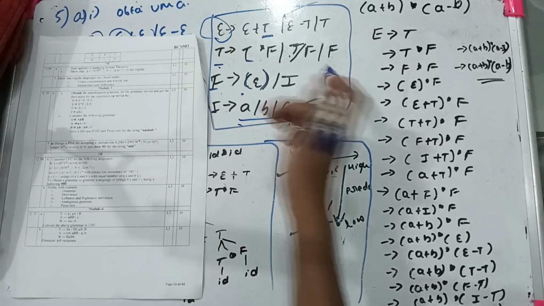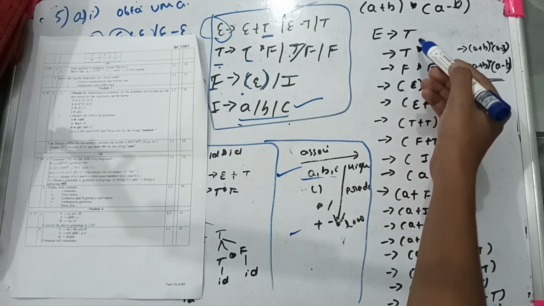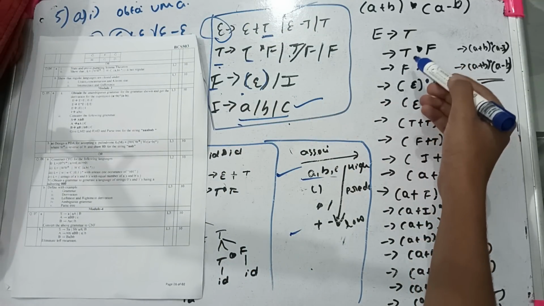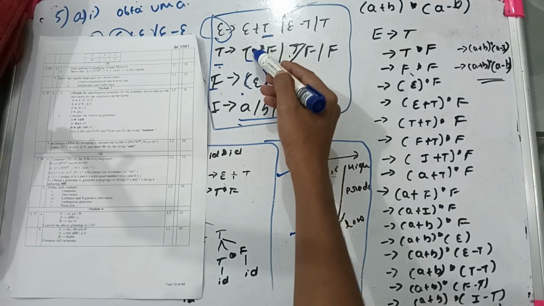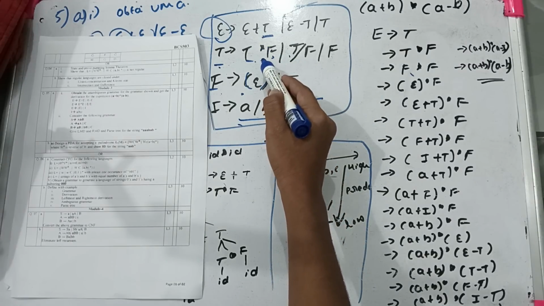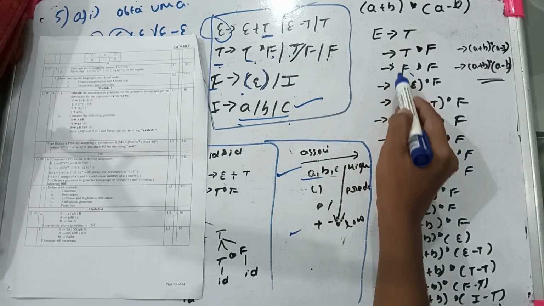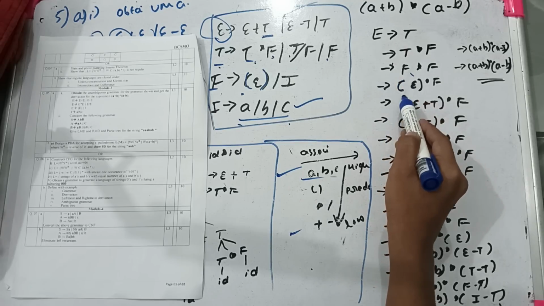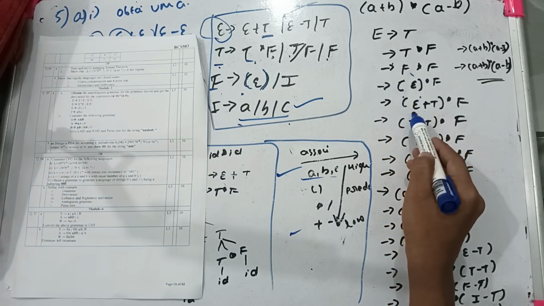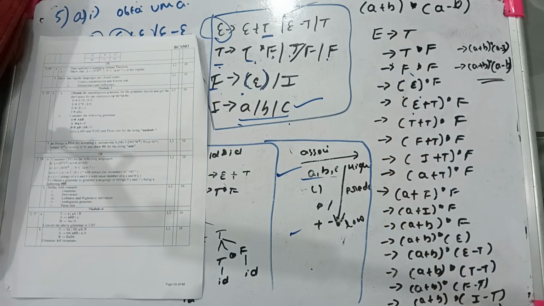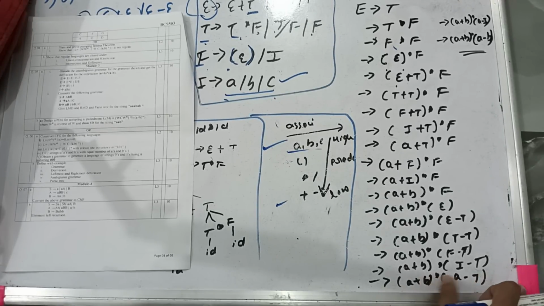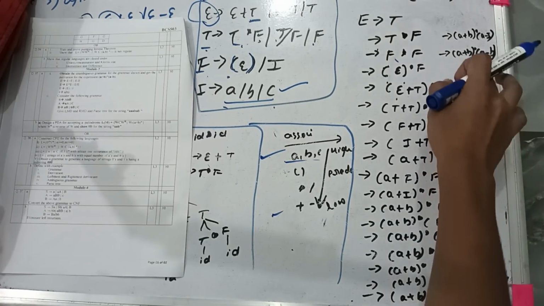Okay, what is that? E gives T and T gives T star F. After that, here T itself I am substituting by F. After that, F gives parenthesis E, which gives again E plus T. So substitute everything and you will finally get (a plus b) whole star (a minus b), and this is the answer. Okay.